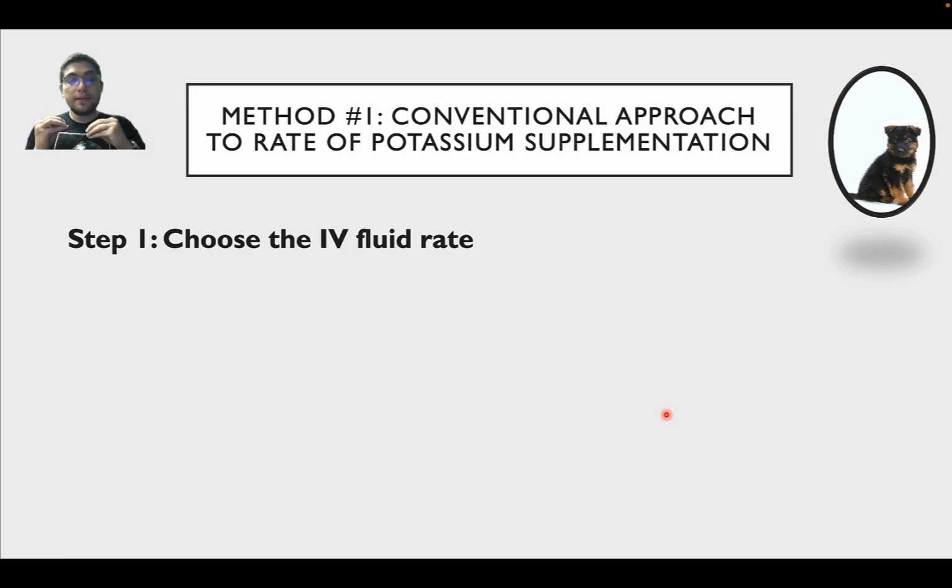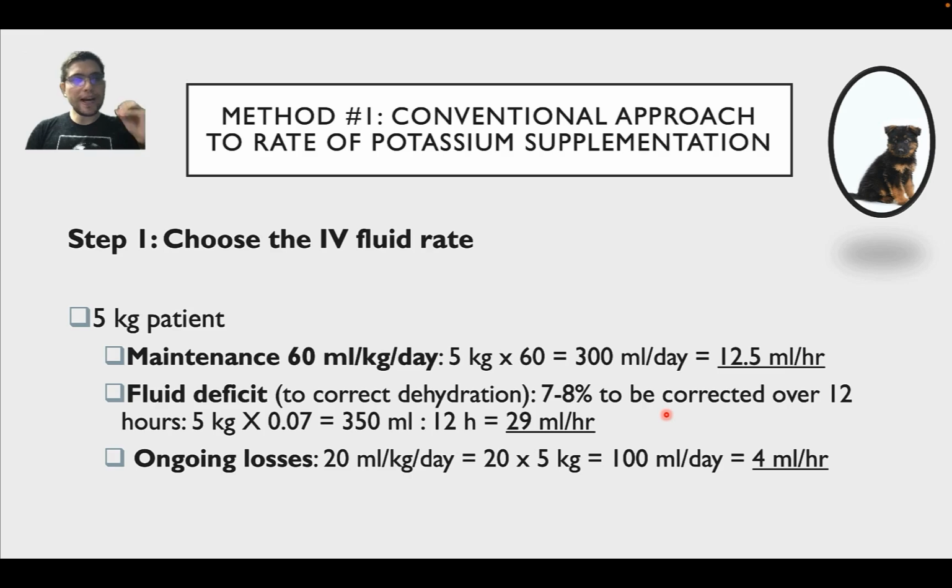Now, if we apply this method clinically to Jack, how are we going to go about that? So step number 1, we want to choose the IV fluid rate for Jack, regardless of his potassium. So how much fluids Jack needs in order to meet all his requirements and fix his dehydration and things like that. Whenever you're coming up with your fluid rate, typically you're thinking about your maintenance rate, your fluid deficit to correct dehydration, and your ongoing losses.